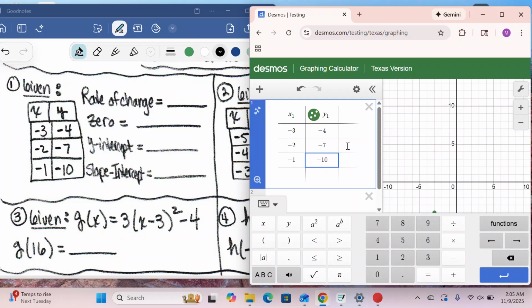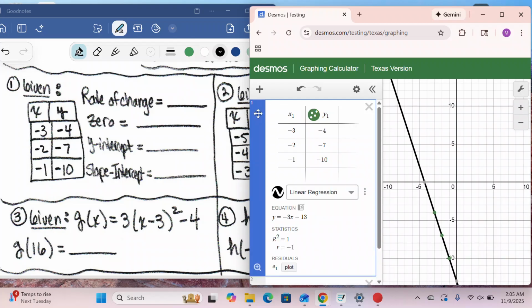Okay, so once I have inputted, all I do is find this little line with the dots, the line with a leaf, and press it, and automatically you can see my linear was formed. It gives me my equation as y equals -3x minus 13. So once again, Desmos has done everything for us. All we have to do is interpret what Desmos is telling us.